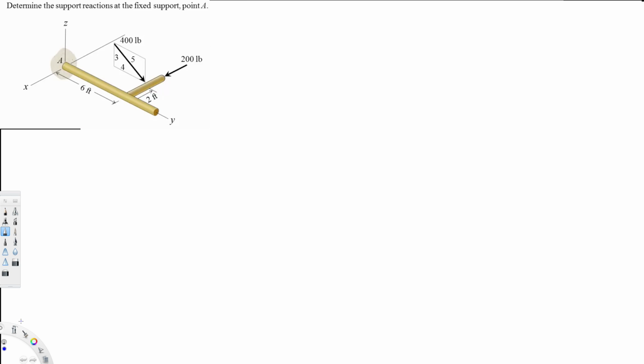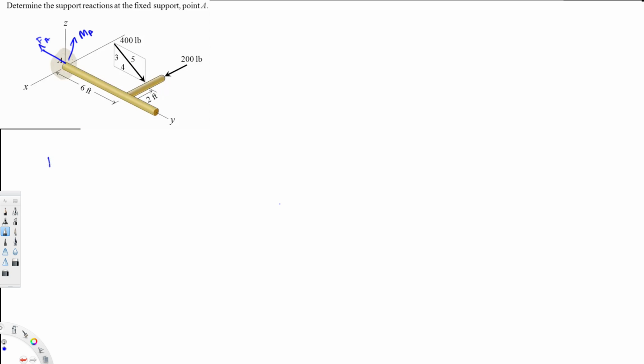The question is asking to determine the support reaction at the fixed support point A. So first of all, we have to calculate the force at A and the moment around A. These are the two things we have to calculate. In this case, if you see, we have two forces right here. This one is straightforward; it's acting along the x-axis, but this one is not in one axis, right? So we have to calculate that one.